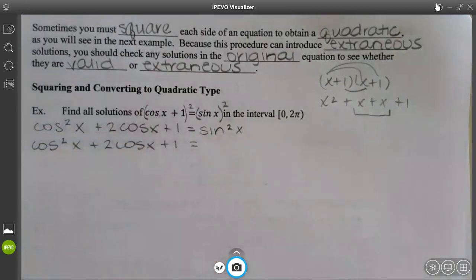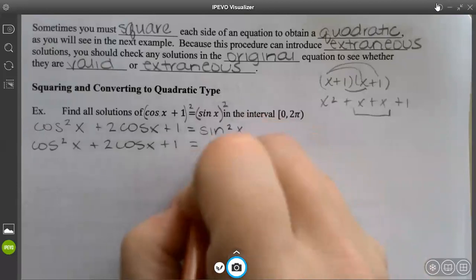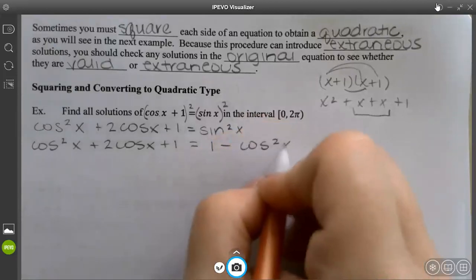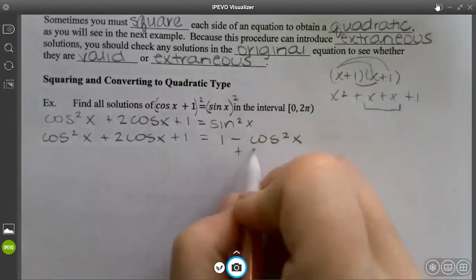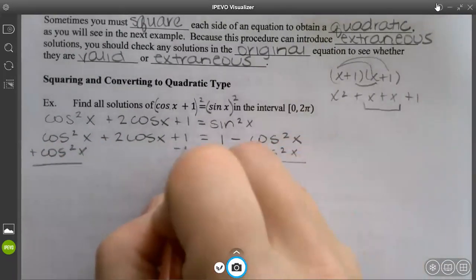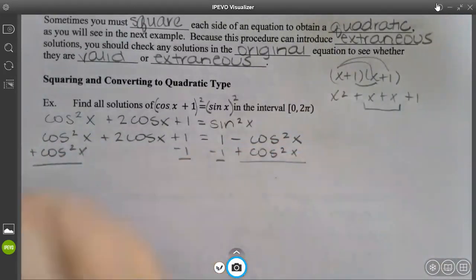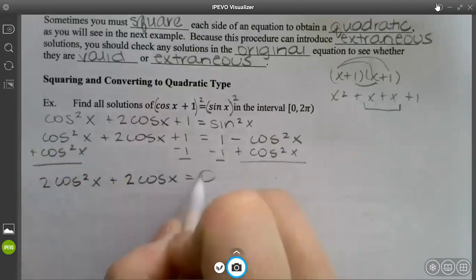Remember, our trig functions are our identities. How do I get sine squared x by itself? 1 minus cosine squared x. What do I do now? Move everything over, get it equal to 0 so we can factor it if we need to. So I'm going to do this all at the same time. I'm going to add cosine squared x, and I'm going to subtract 1. So that gives me 2 cosine squared x plus 2 cosine x equals 0.